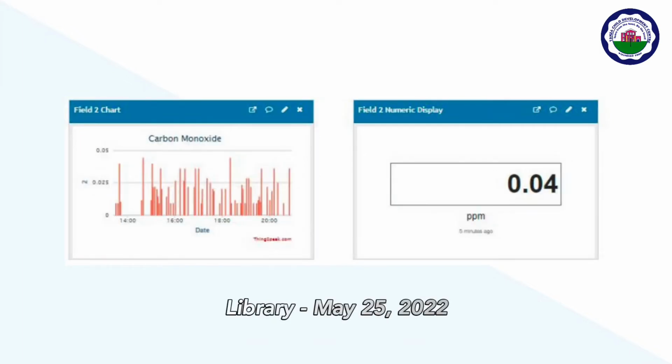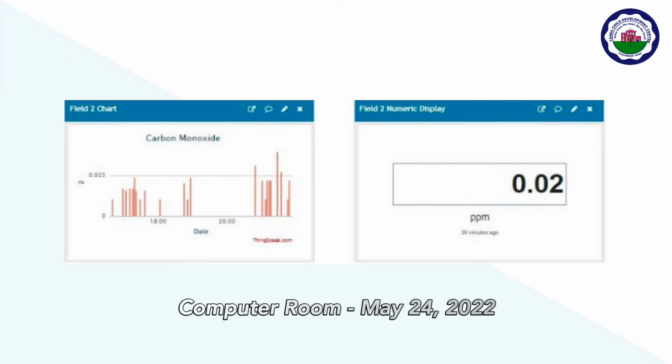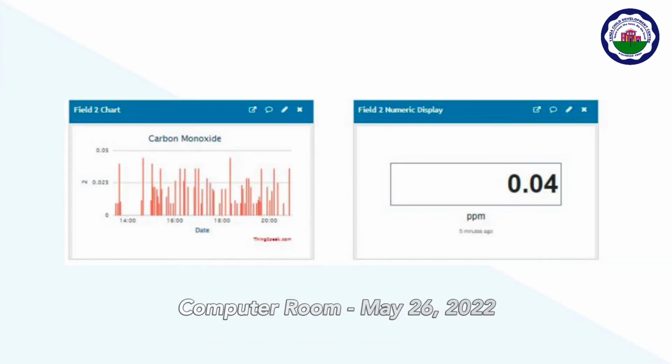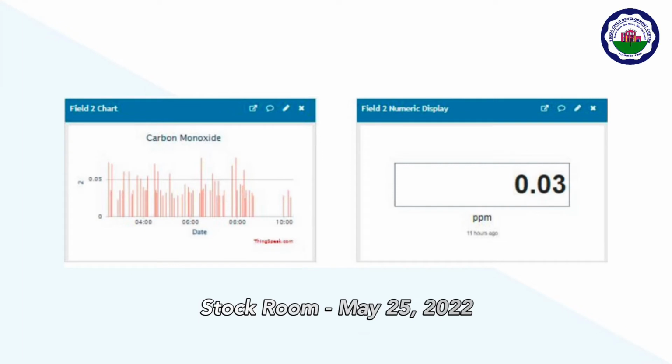In terms of other data, carbon monoxide levels in parts per million range from 0.01 to 0.05 in the library air purifier from May 24 to 26, 2022, which is acceptable and safe given that normal levels in houses without gas stoves range from 0.5 to 5 parts per million according to EPA 2021. Moreover, the carbon monoxide level in the computer room air purifier ranges from 0.01 to 0.04 parts per million. Carbon monoxide levels in the stock room range from 0.01 to 0.08 parts per million.